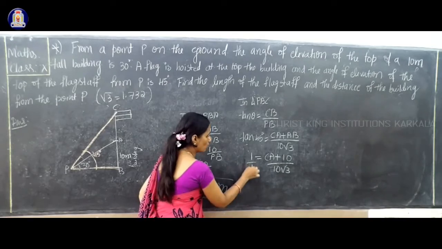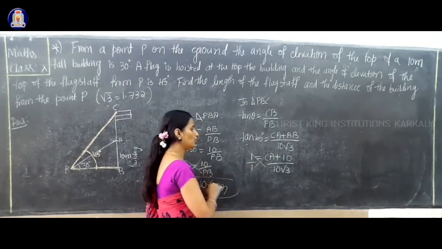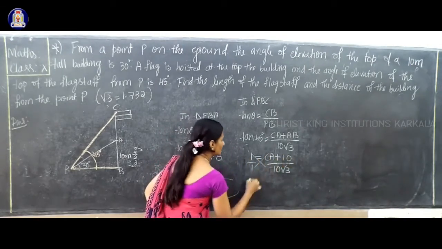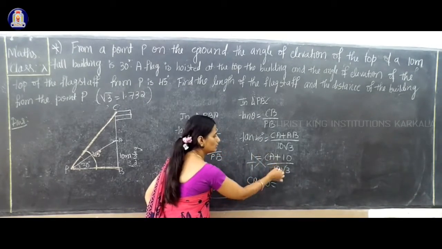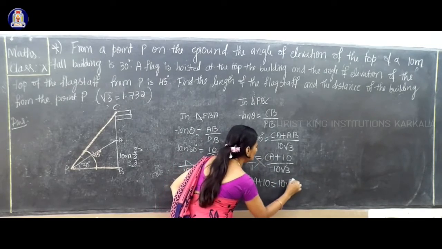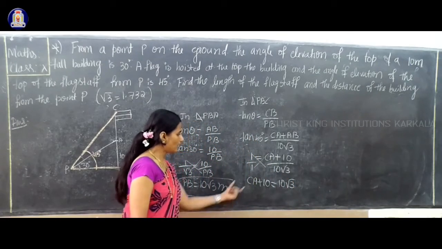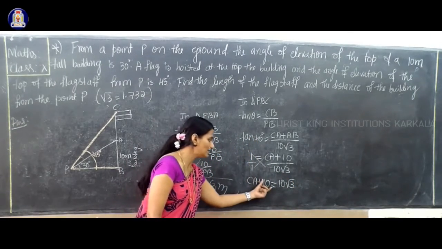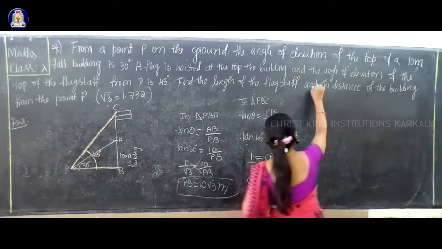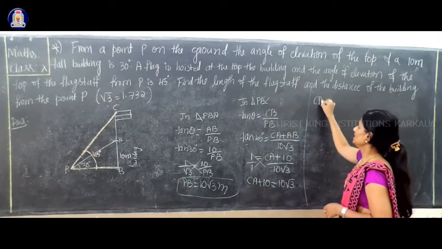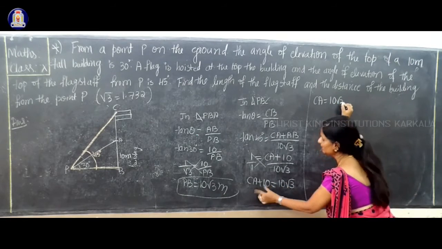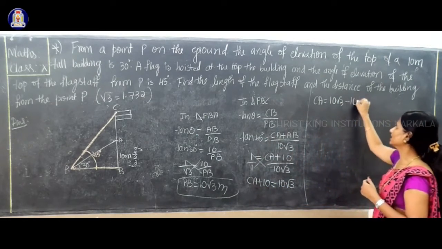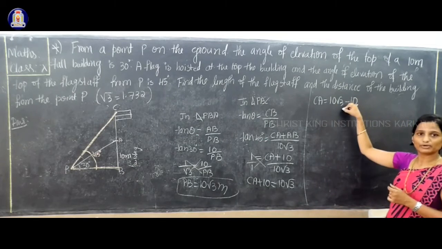So 1 is on one side, cross multiply. Correct now? So 1 into CA plus 10 is CA plus 10, which is equal to 1 into 10 root 3, which is 10 root 3. So now I need CA. So take this 10 to that side. So we'll get CA is equal to 10 root 3 plus 10, that changes to what? Minus 10.